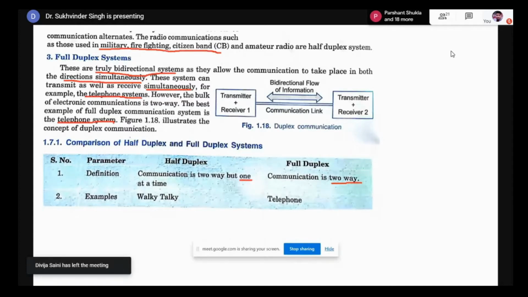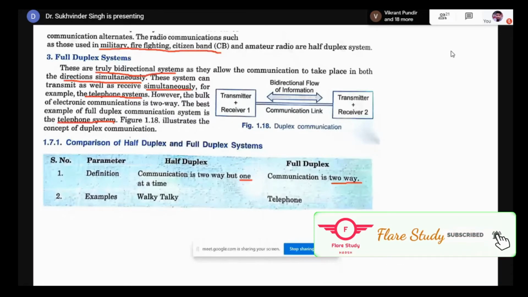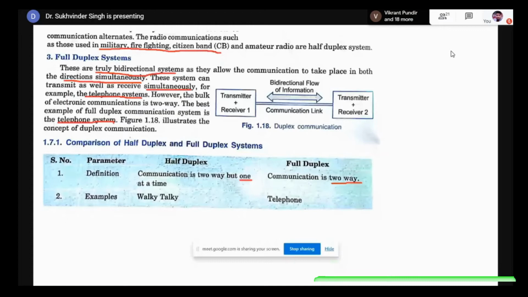Comparison between the half duplex and the full duplex system. In half duplex, we have communication in two ways, but one at a time. In full duplex, communication is in two ways, but simultaneously; both users can speak. Examples of half duplex and full duplex are the walkie-talkie and the telephone.